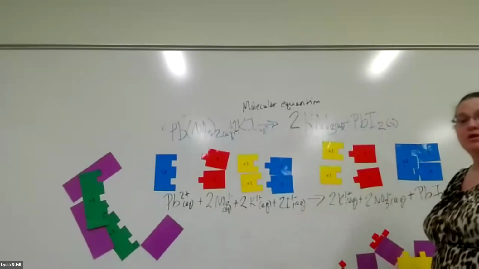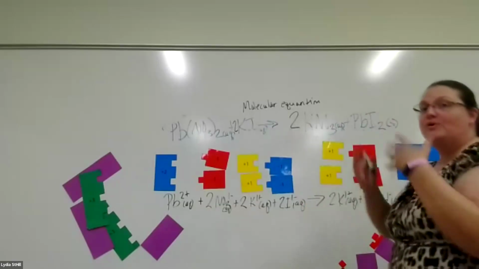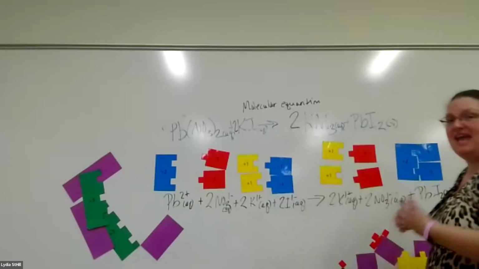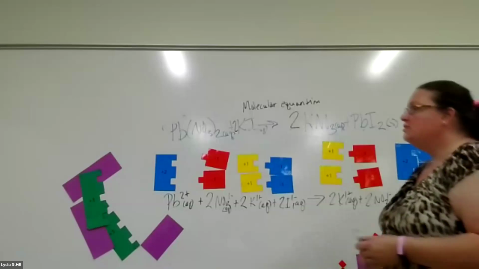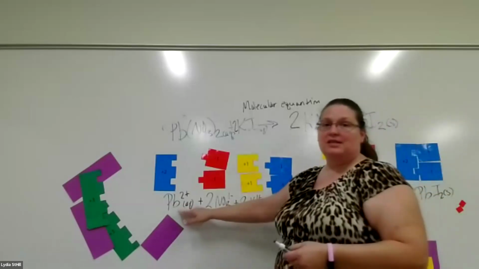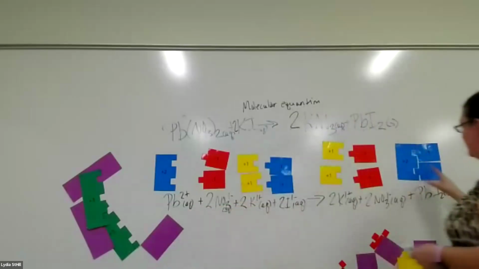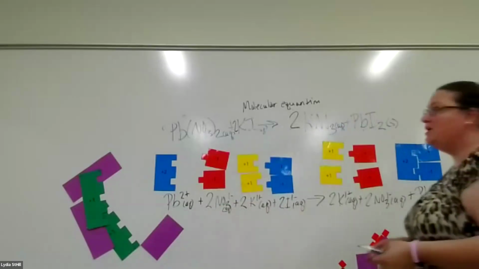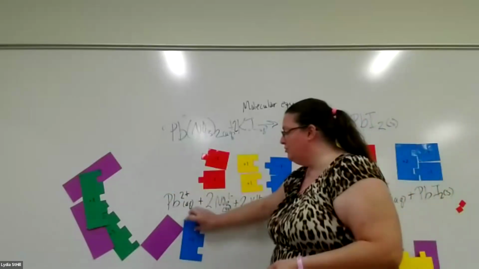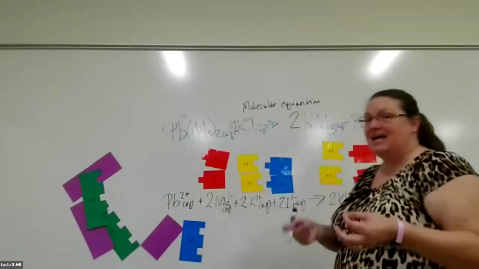Okay. Now what we're going to do is look and see who at the beginning was the same and who at the end is the same. And those are going to be our spectator ions. So Pb was aqueous in the beginning. In the end, Pb is part of the solid. So I can't get rid of Pb. Pb now comes down to my net ionic.